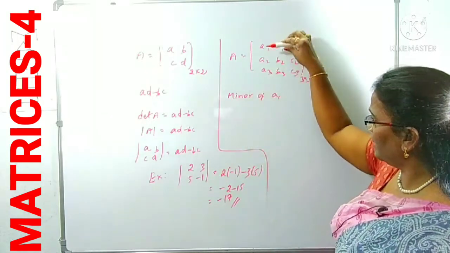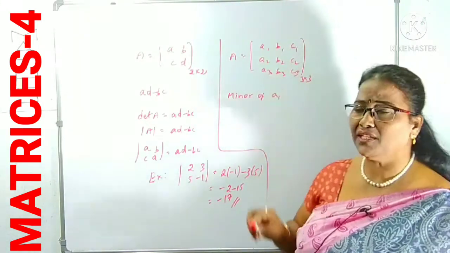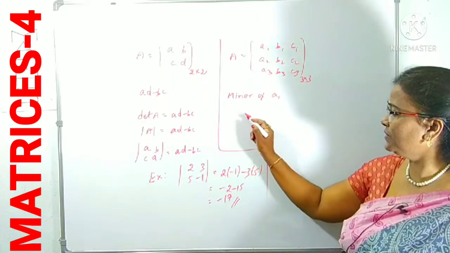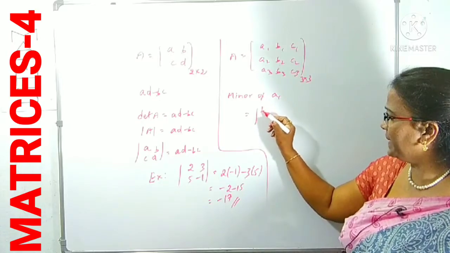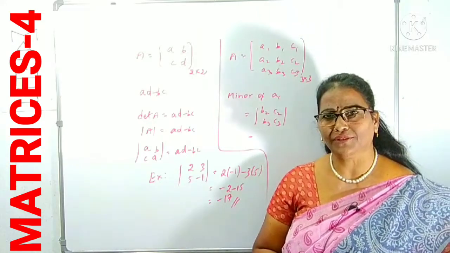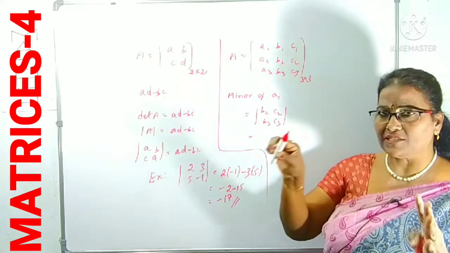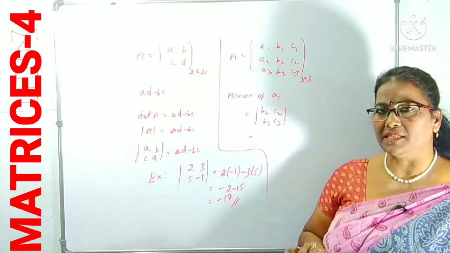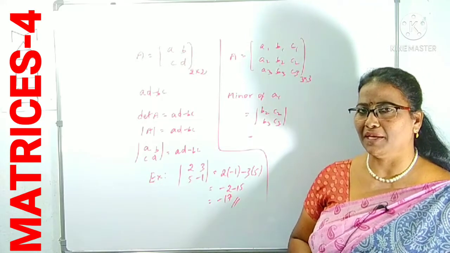a1 is in which row? a1 is in the first row and the first column. After closing the first row and the first column, where the a1 is available, after closing these two, what are the left over? b2, c2, b3, c3. That determinant like b2, c2, b3, c3 value is nothing but minor of a1. Okay, how can you find out minor of a1? Close the row and the column except the row and column where the element is available. From the remaining elements we can find out determinant. That value is nothing but minor of that element.